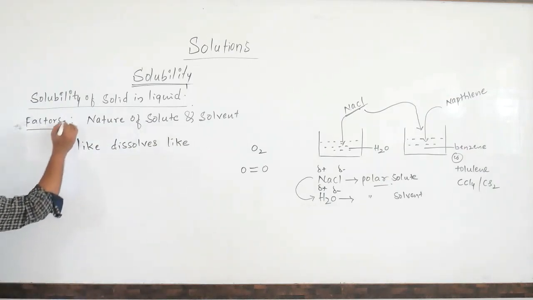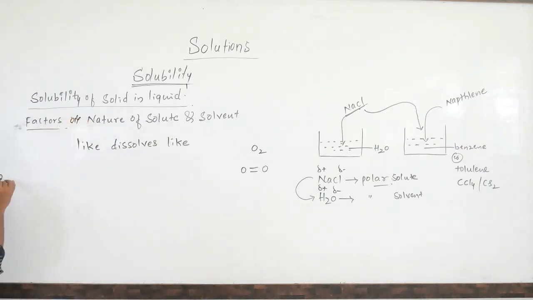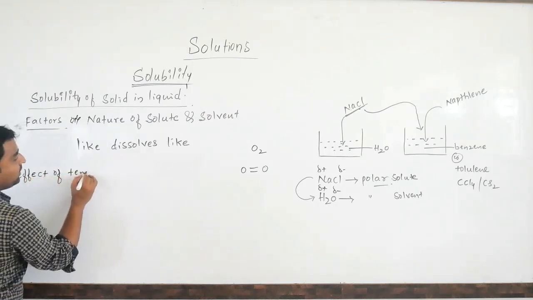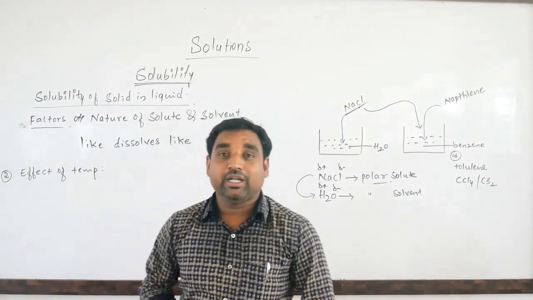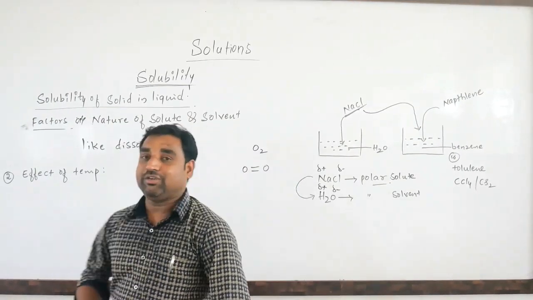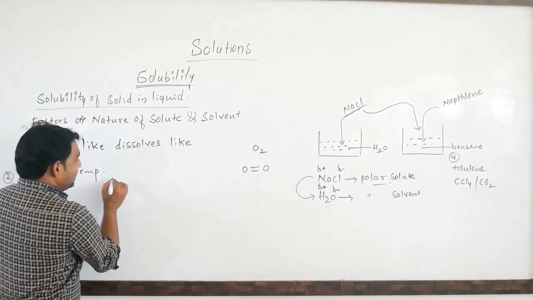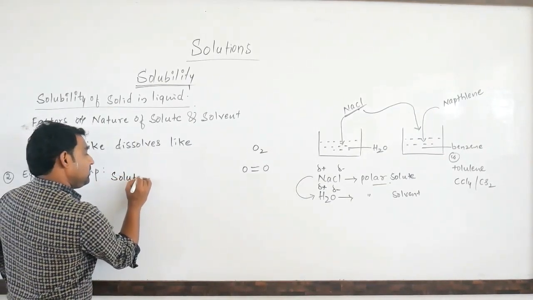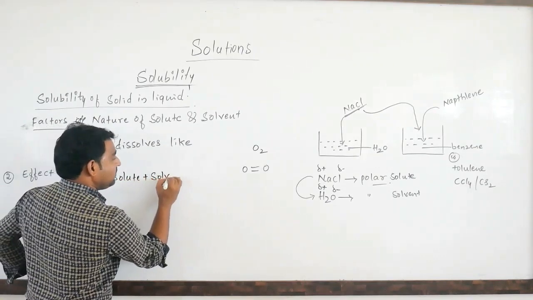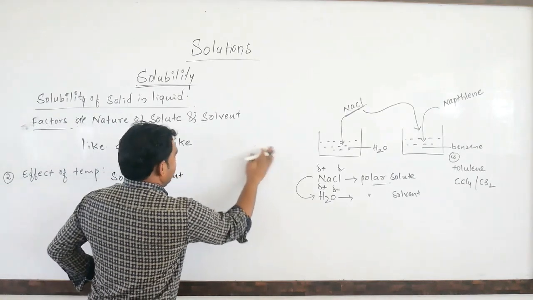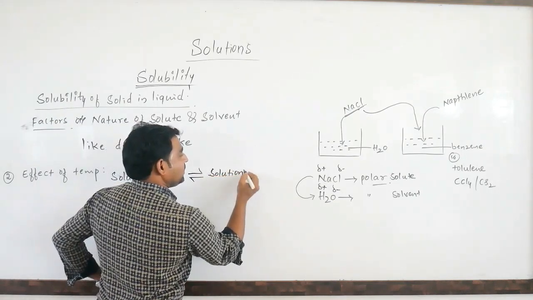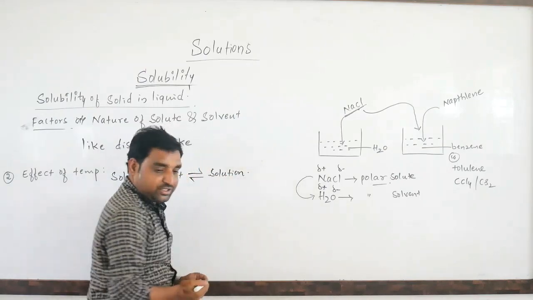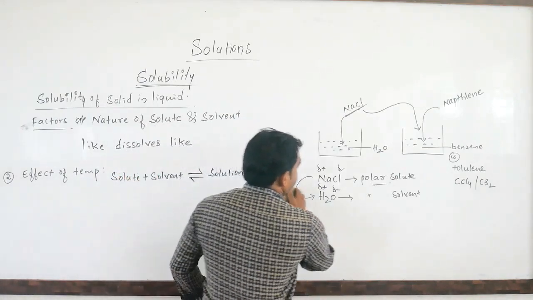So the next factor which affects the solubility of a solid in liquid is the effect of temperature. The temperature will affect the solubility of a solid in liquid. How it will affect, now we discuss that. So when the solute dissolves in solvent, the solution will be formed. So is the delta H positive or negative?